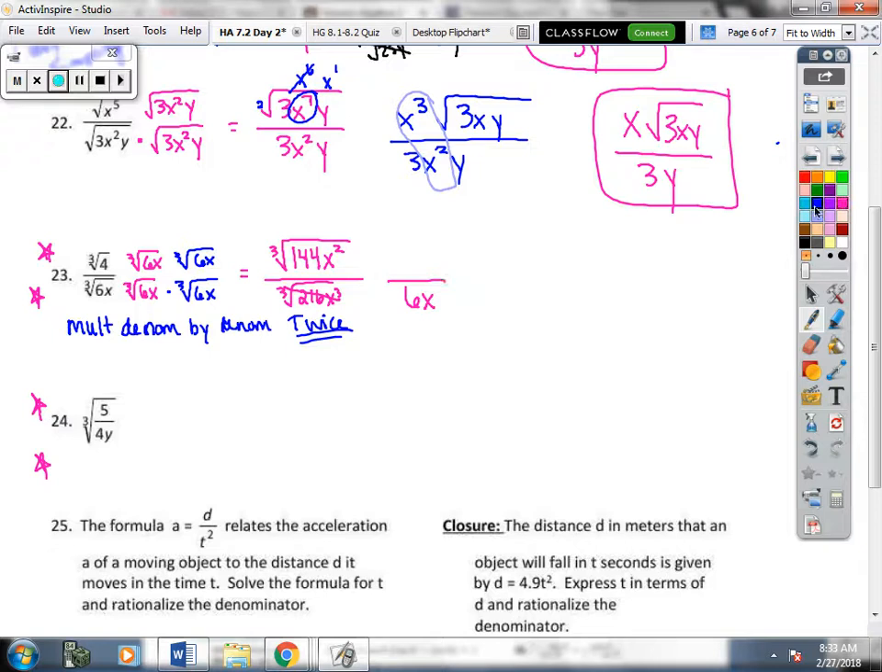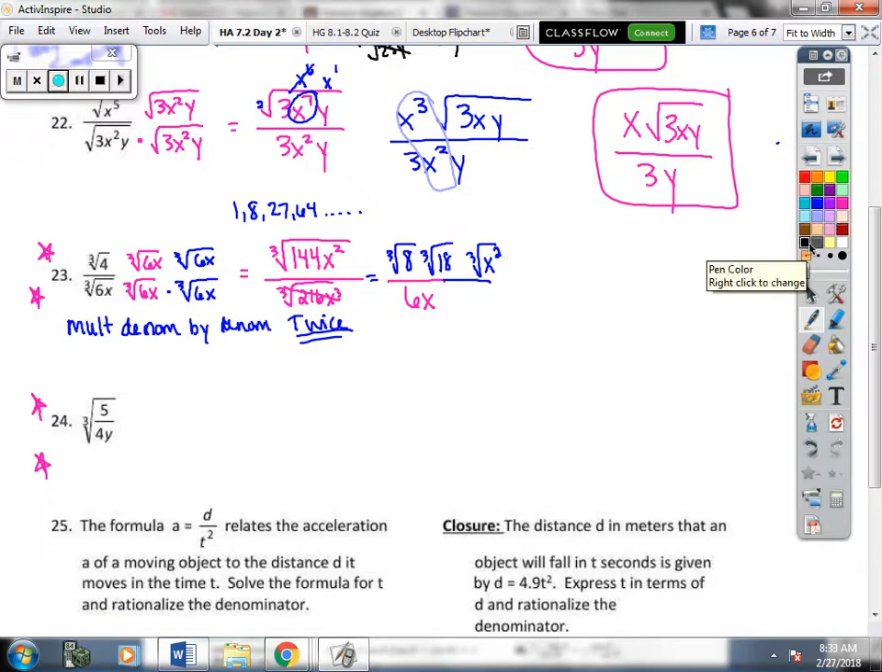Now up top, I need to break down 144. Do not put 12. That's the square root of 144. If we're doing the cube root, we have to think of our perfect cubes. So I think 8 will be divisible into that. 8 and what? 18. Now, x squared is not going to be able to divide that, so we'll just keep that the cube root of x squared.